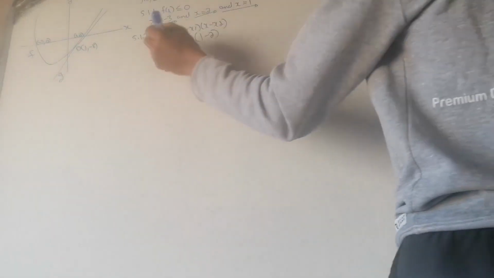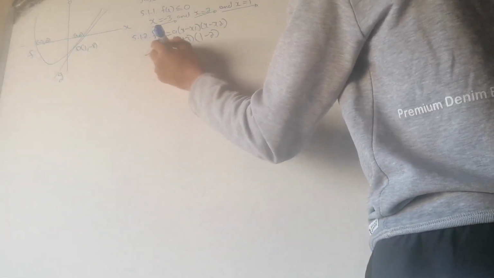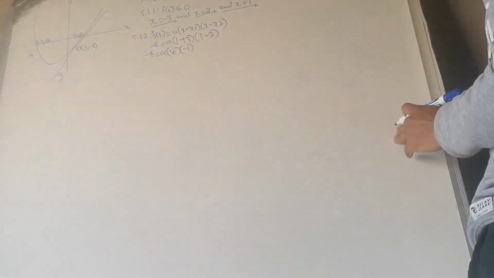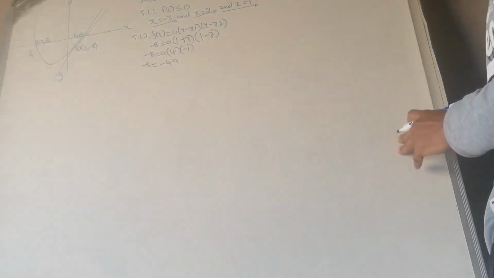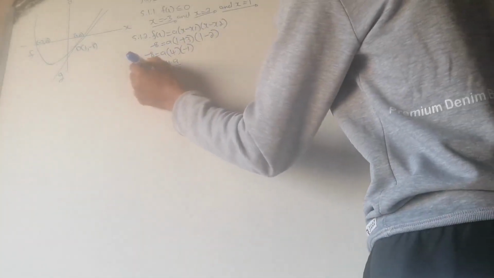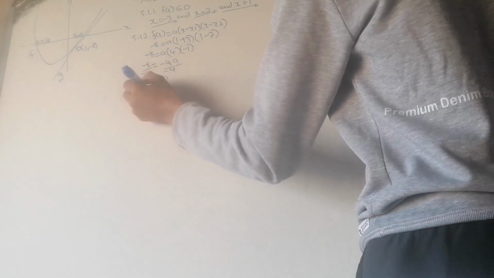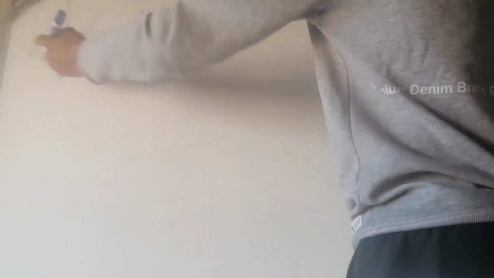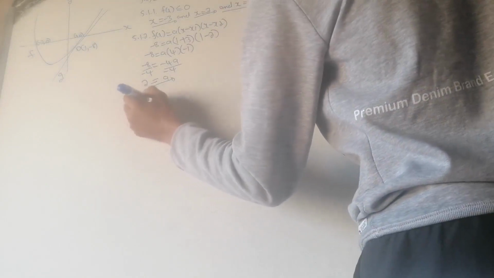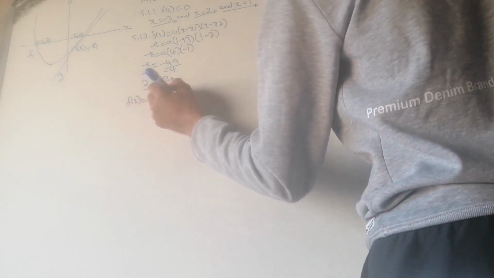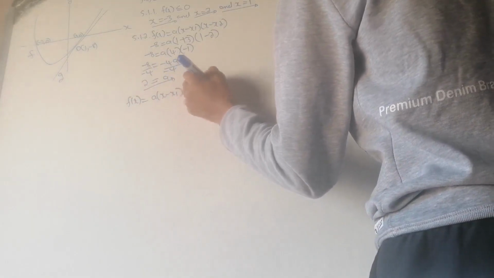So we have -8 equals a into 4 into -1. So -8 equals -4a. I divide by negative 4, a equals 2. And it should be positive because the graph is a smile. Okay, we get the value of a. Then we are looking for a, b, and c. Then you write your equation f(x) equals a into (x minus x1)(x minus x2).